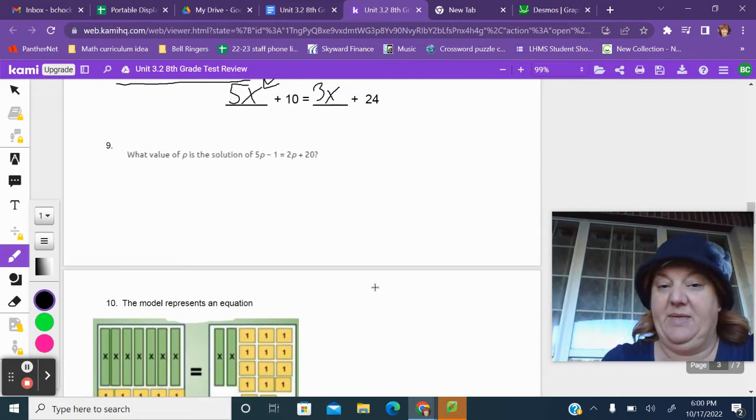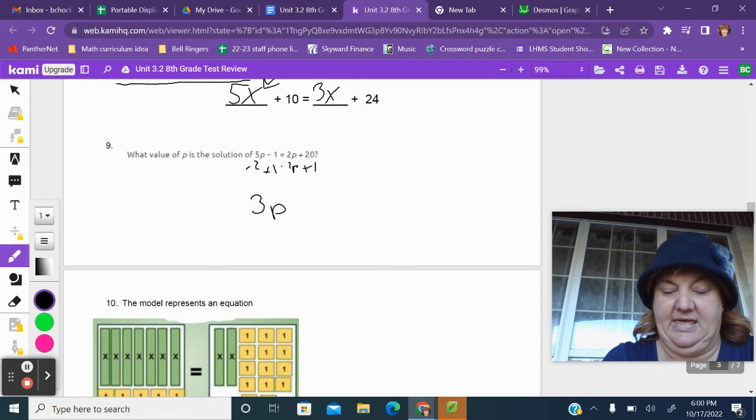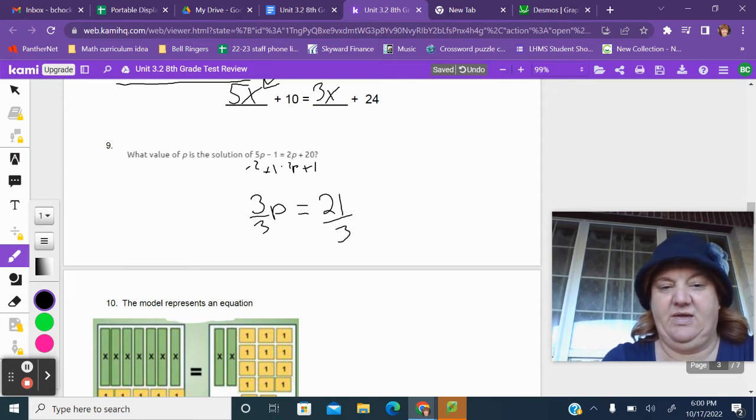Okay, let's find P. Let's plus 1, minus 2, minus 2. We have 3P equals 21. Divide by 3, P equals 7.